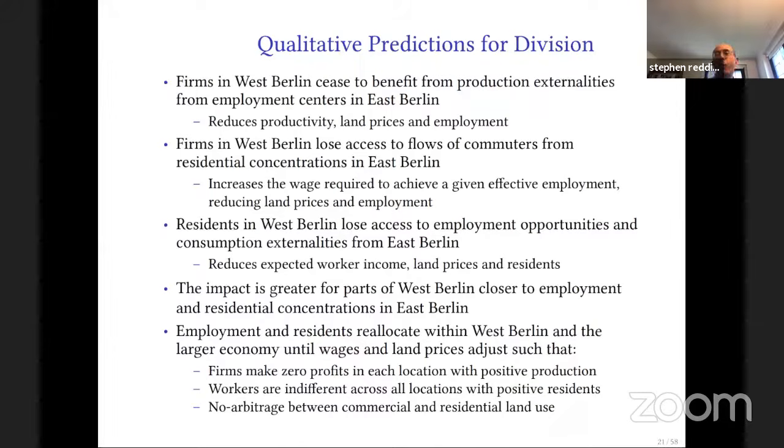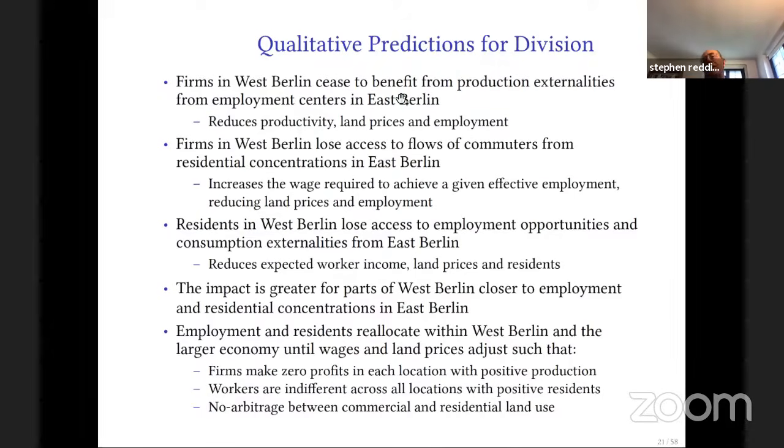We're going to interpret the Berlin Wall as a barrier that cuts off all goods trade between West Berlin and East Berlin. It cuts off all commuting, and it cuts off all spillovers of knowledge and production agglomeration economies, and all agglomeration externalities in residential decisions. So what happens when the Berlin Wall goes up? Well, firms in West Berlin cease to benefit from agglomeration externalities in production from employment centers in East Berlin. What's that going to do?